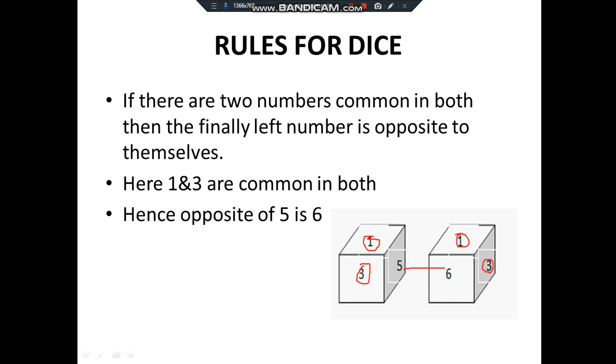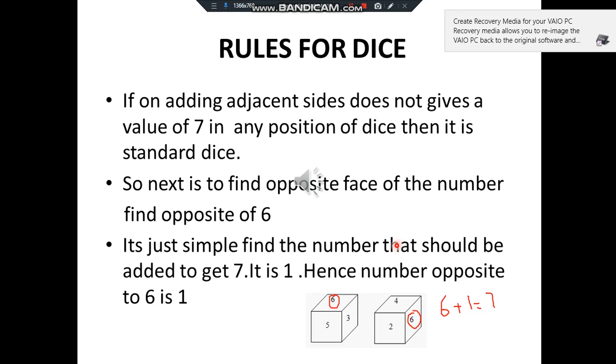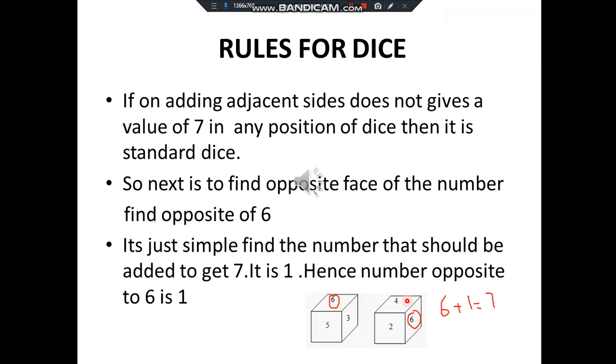Next, we'll see what is standard dice, how to solve standard dice. First, check whether you get a value of 7. If not, then it is a standard dice. Standard dice concept is very easy. One more point to add for standard dice, the opposite sides when you add you will get a value of 7. We have seen in general dice when you add adjacent sides you will get a value of 7, whereas in standard dice opposite sides when you add you will get 7.